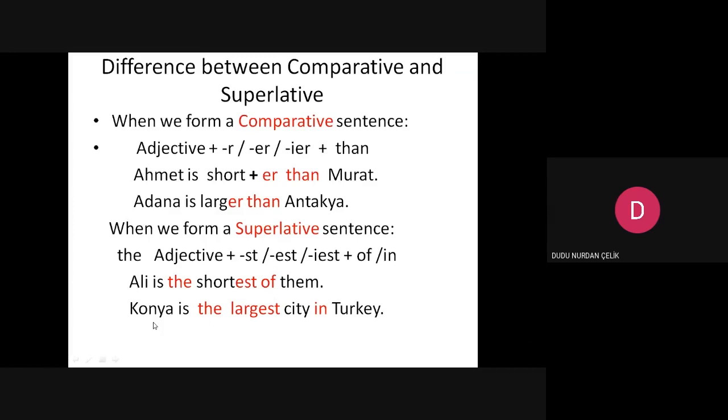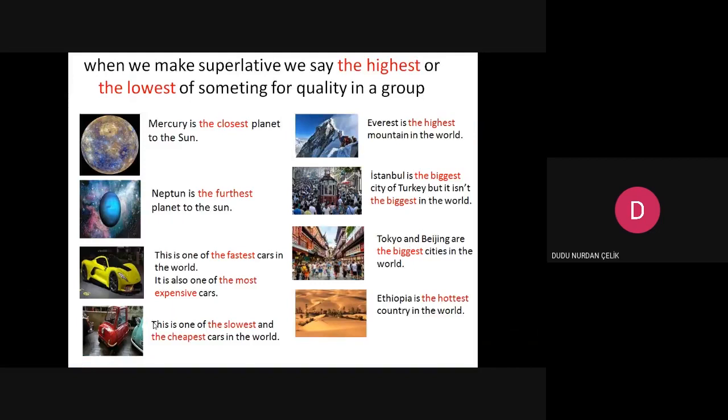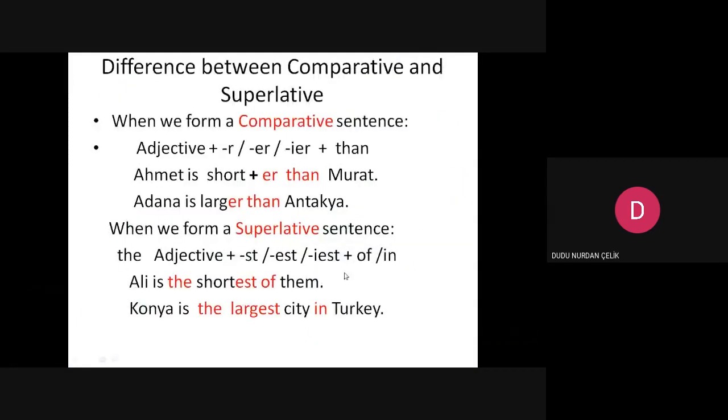Look at the second sentence. We talk about the cities in Turkey, all of the cities in Turkey, and choose the large one. Konya is the large one, yes? So we say Konya is the largest city in Turkey. Konya is the largest city in all of the cities of Turkey.